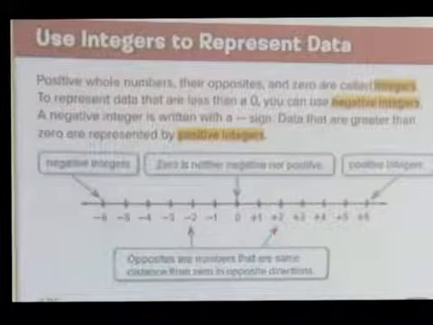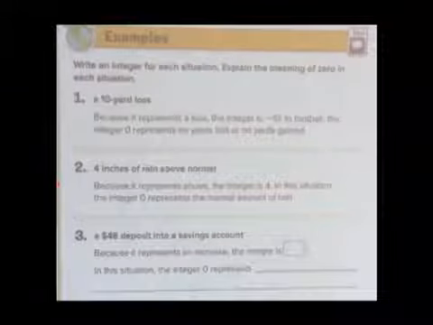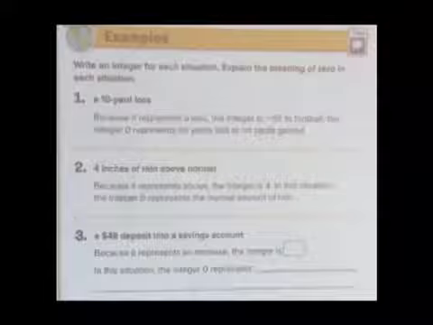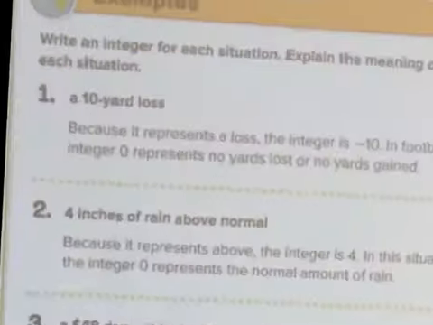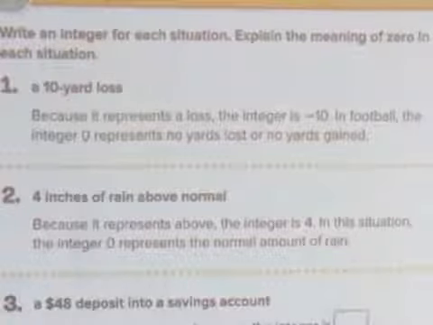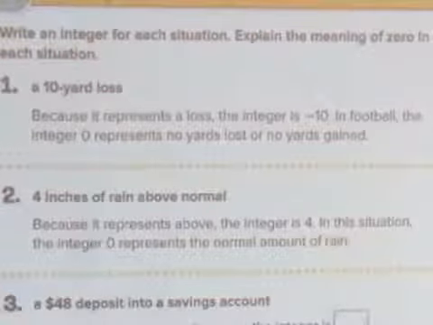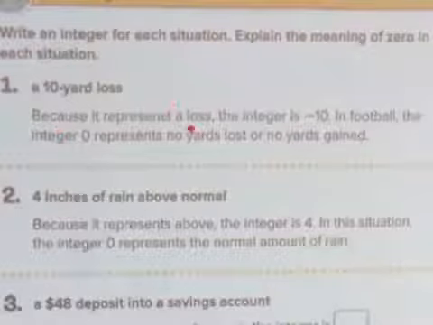They are very different. Okay, for examples 1, 2, and 3, we need to become familiar with words in order to understand if they're negative or positive expressions. For example, let's look at example 1. We have a 10-yard loss. In a football game, if you lose 10 yards, okay, it needs to be represented with a negative 10. Because it represents a loss, the integer negative 10.